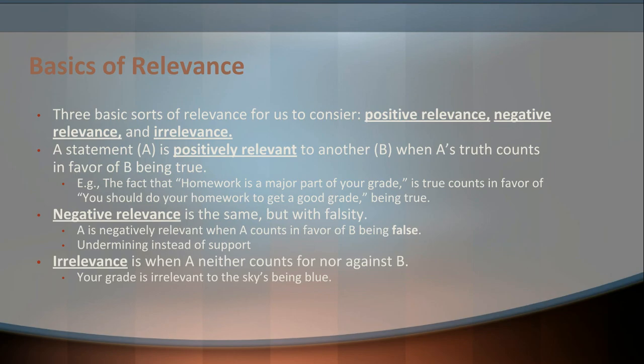So it still counts in favor of something, but it counts in the opposite direction. Maybe a better way of talking about it might be that A undermines B instead of giving it support. A counts against B rather than counting in favor of its falsehood or something like that. Now, irrelevance is sort of the neutral third option between the two. A statement is irrelevant to another one when it neither counts for or against statement B.